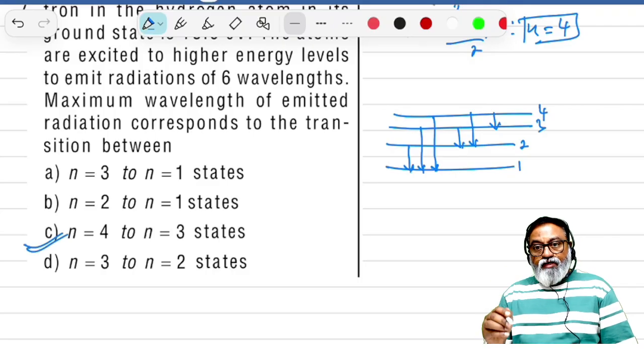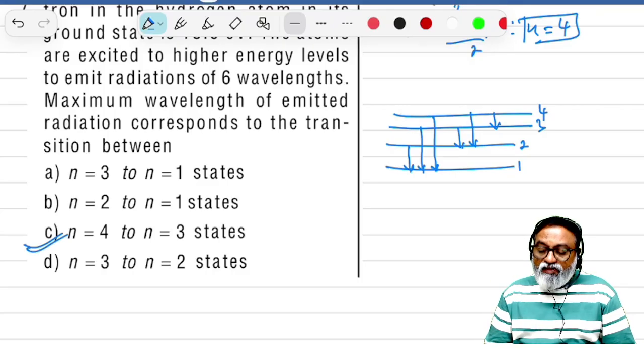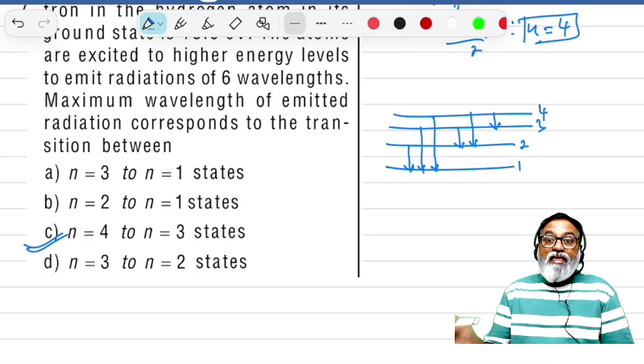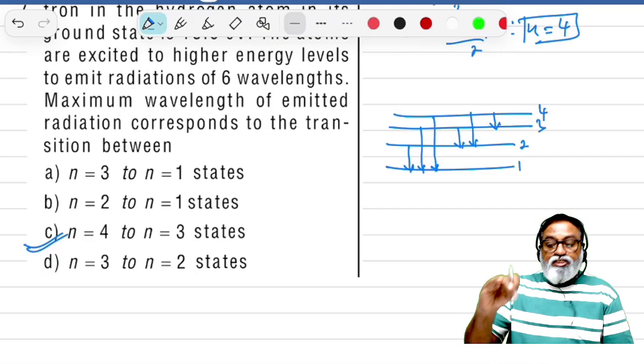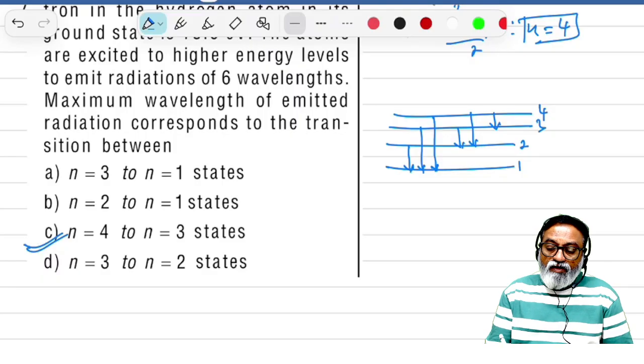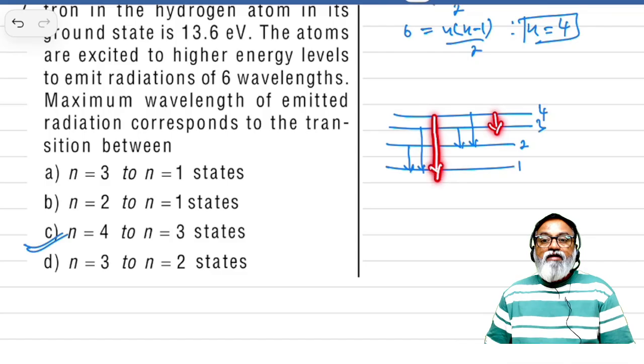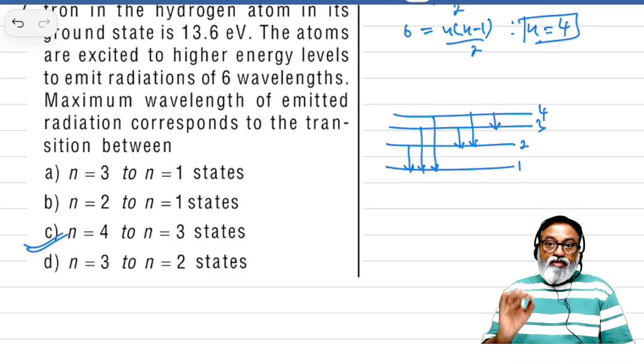Here is one trick. If the length of the line is minimum, that is having maximum wavelength. If the length of the line is maximum, that is minimum wavelength. Therefore, this is the maximum wavelength and this is for a minimum wavelength. This is another trick.